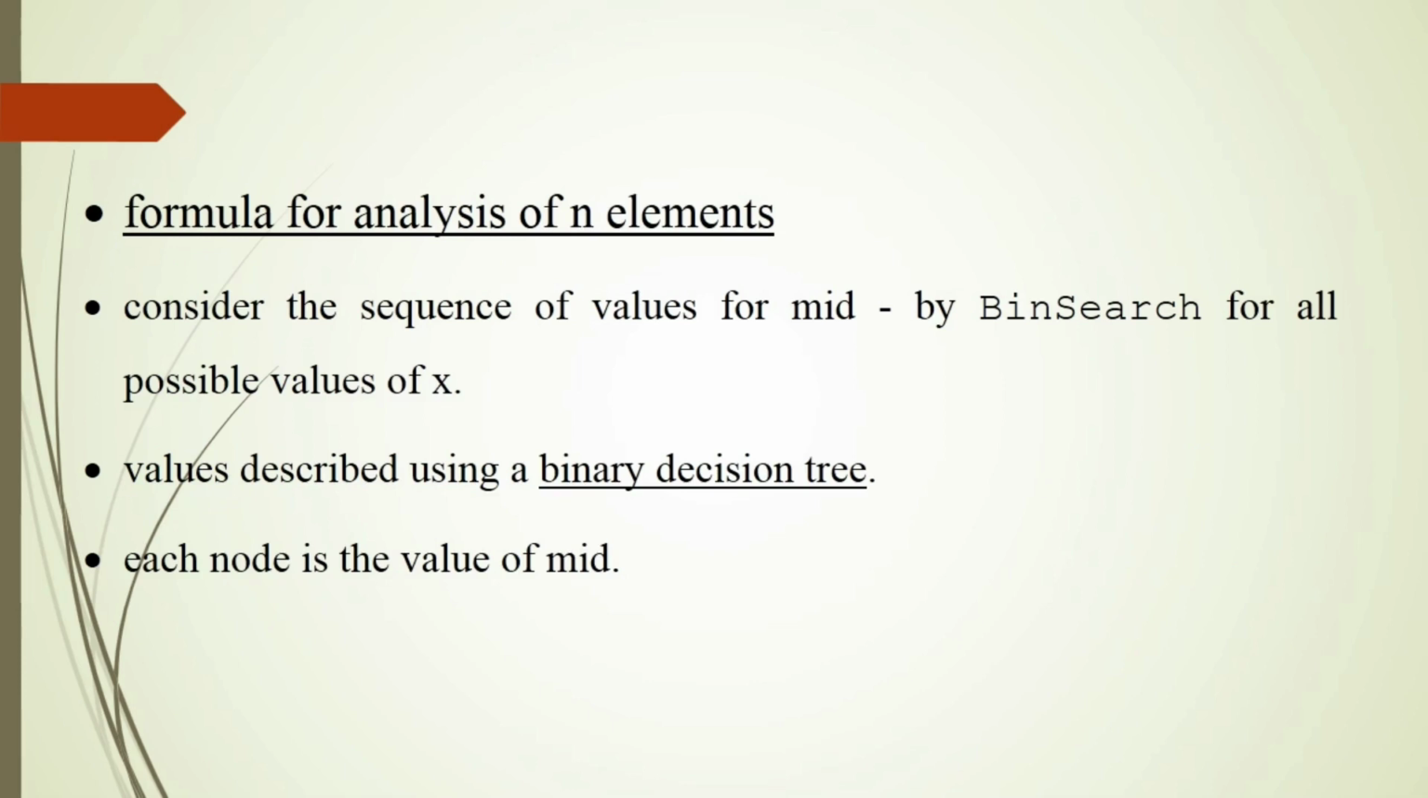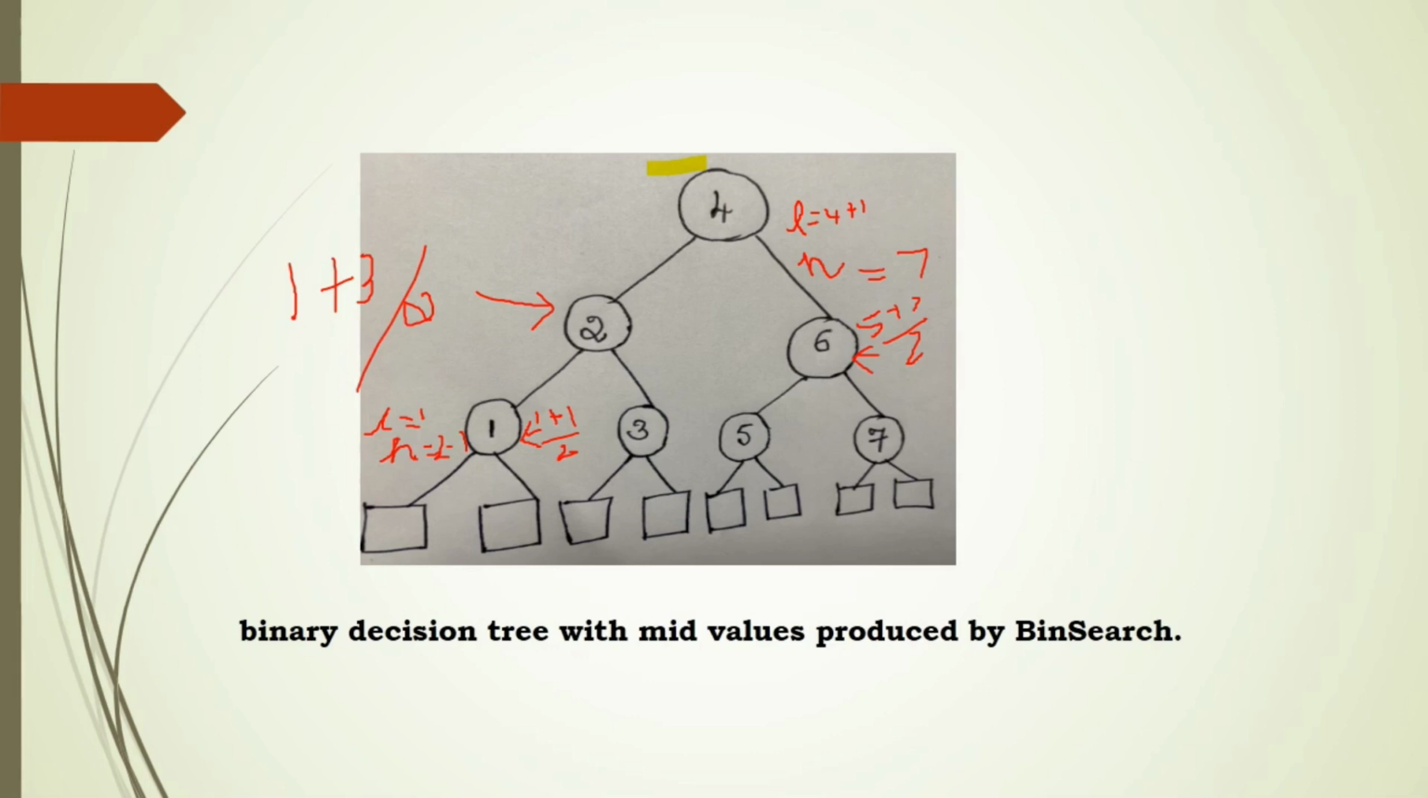Let us derive a formula for the analysis of n elements for the binary search algorithm that we have designed. So we have to consider the sequence of all the mid values by changing the possible values of x. This can be described by using a binary decision tree wherein each node represents the value of mid. Consider our example of 7 elements. So we shall construct the binary decision tree. The binary decision tree has a node with the mid values present.